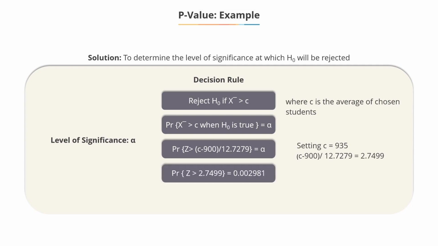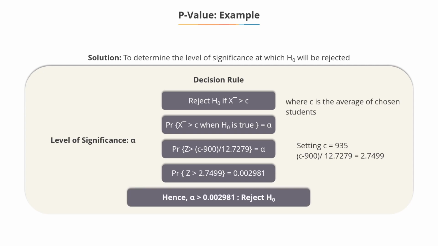The probability that z is greater than 2.7499 equals 0.002981. Therefore, for alpha greater than 0.002981, you reject the null hypothesis. Decision rule: reject the null hypothesis if the mean is greater than c, where c is the average score of the chosen students, that is, the probability of z being greater than the value corresponding to 935.